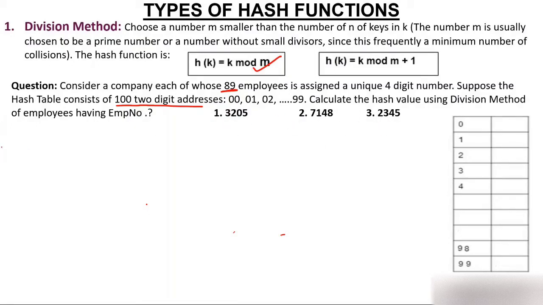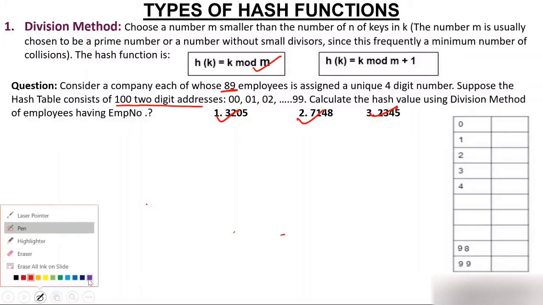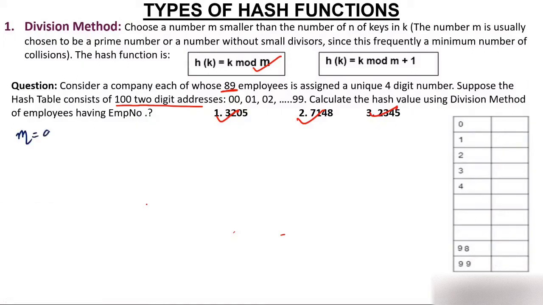Let's start with the first question. The formula is H(K) is K mod M. What is K? This is K, this is K, this is K. Now what is M? I just told you this M value should be less than this and should be prime. So I am taking M as 97, which is less than 99 and prime. I have tried to take M as good as possible. So I'll get all addresses less than 97.